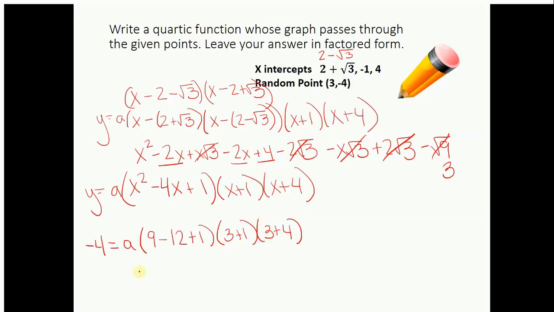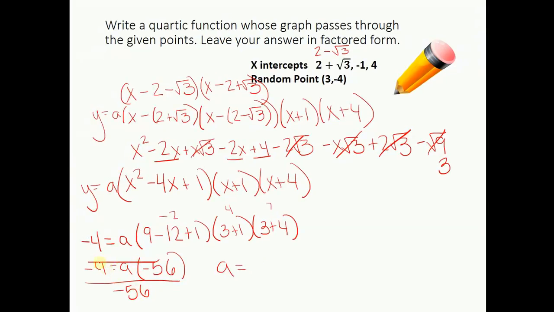3. There we go. So I'm going to get -4 equals a times, what do we got here? Negative 3 plus 1, that's a negative 2. It's a 4, and that's a 7. So if I multiply, we're going to get negative 56. Right? Negative 2 times 4 is negative 8, times 7 is negative 56. Divide by negative 56 to solve for a. It looks like a is equal to, which 4 and 56 can both go in with a 4. I can divide by 4. So that would be 1 over 14 for my a.